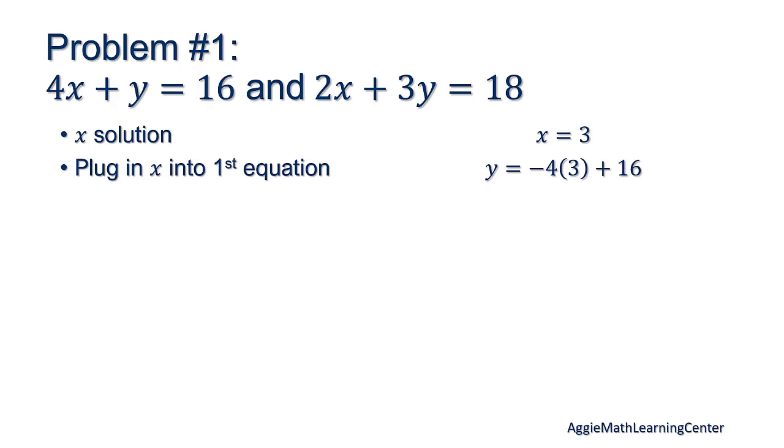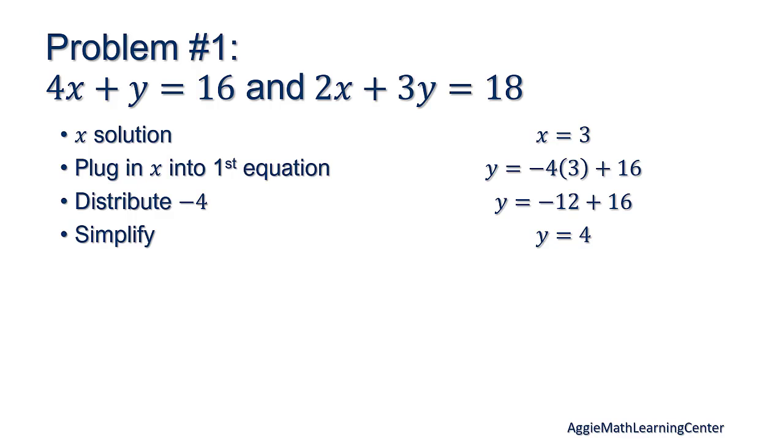Once we plug our x value into the equation solved for y, we will have y equals negative 4 times 3 plus 16. We then multiply the negative 4 and 3, which leaves us with y equals negative 12 plus 16. Simplifying the right side of the equation tells us that y equals 4. Therefore, the final solution is the point 3, 4.